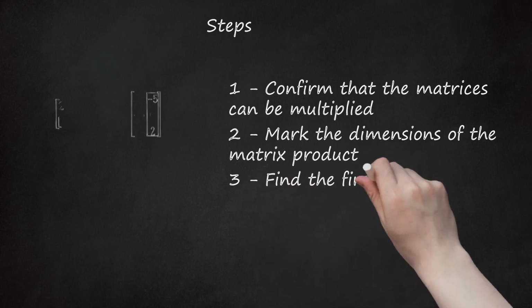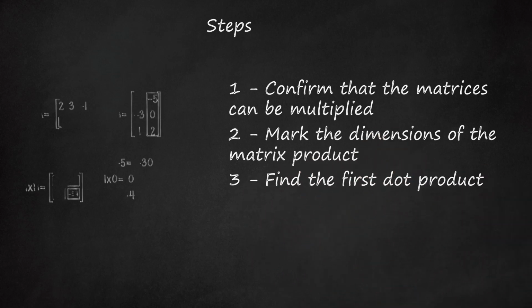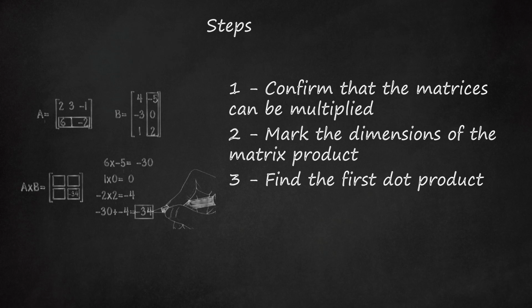3. Find the first dot product. To find a dot product, you need to multiply the first element in the first row by the first element of the first column, the second element of the first row by the second element of the first column, and the third element in the first row by the third element in the first column. Then, add their products to find the dot product. Let's say you've decided to solve for the element in the second row and second column, bottom right, of the matrix product first. Here's how you do it.